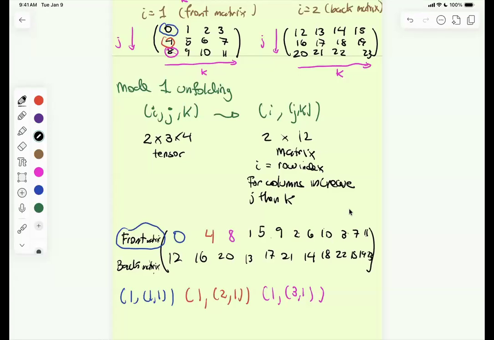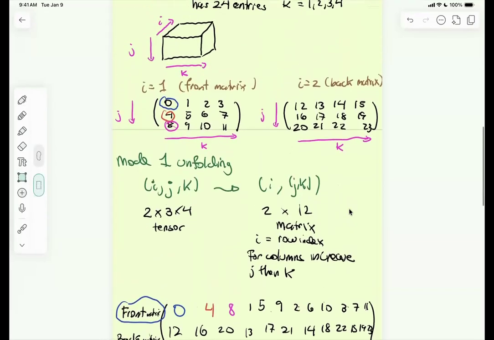And then the other two unfoldings are kind of the same. I'll just mention them quickly, but you have to be careful when you read them. You do have to think about what you're saying. Let me just copy paste this picture again.